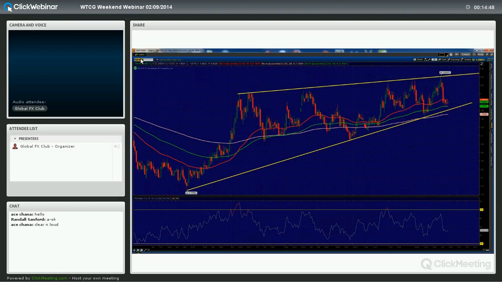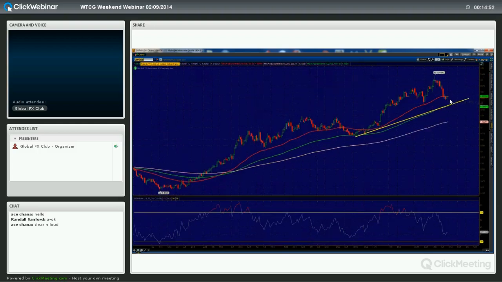Pound Aussie, trendline support, moving average support at about 1.8. I may try to buy it if we dip down towards there. Other than that, I don't have a great interest in playing this pair.